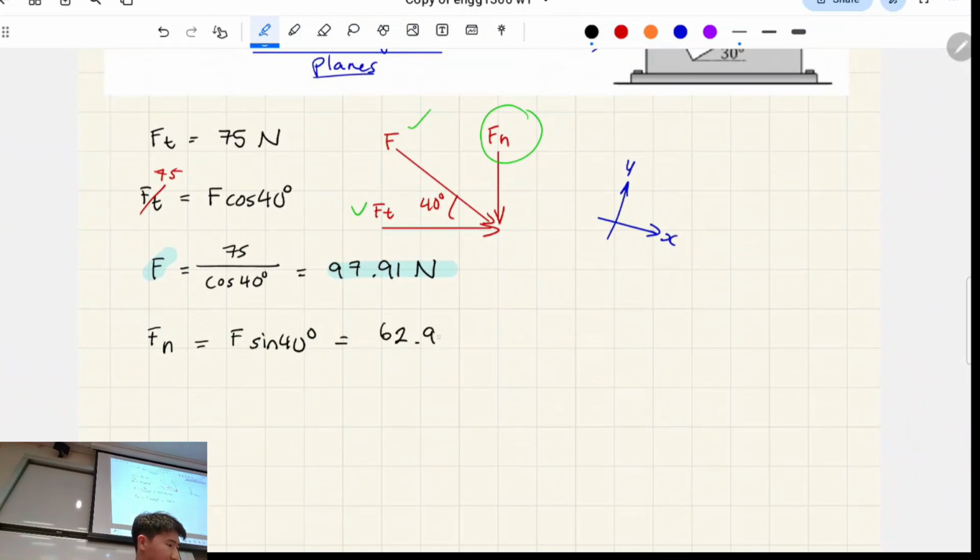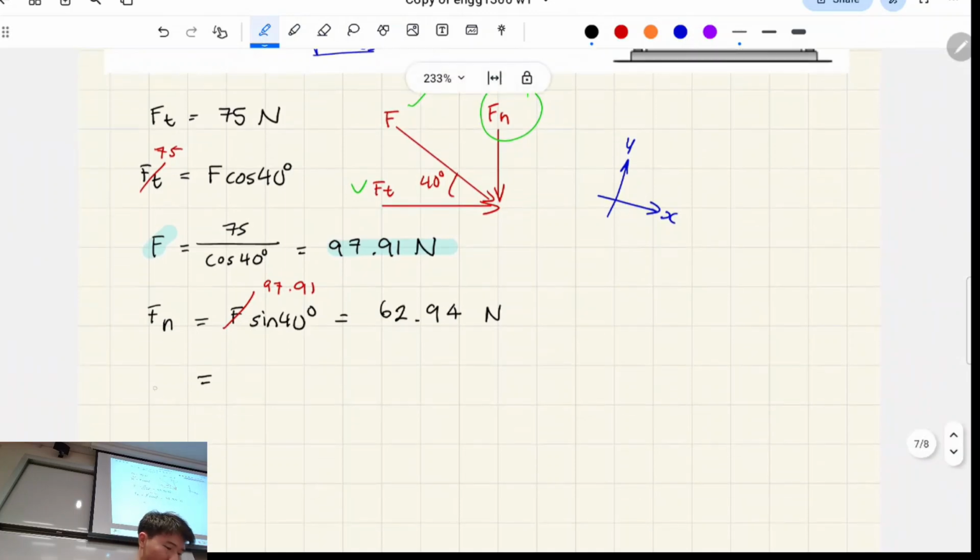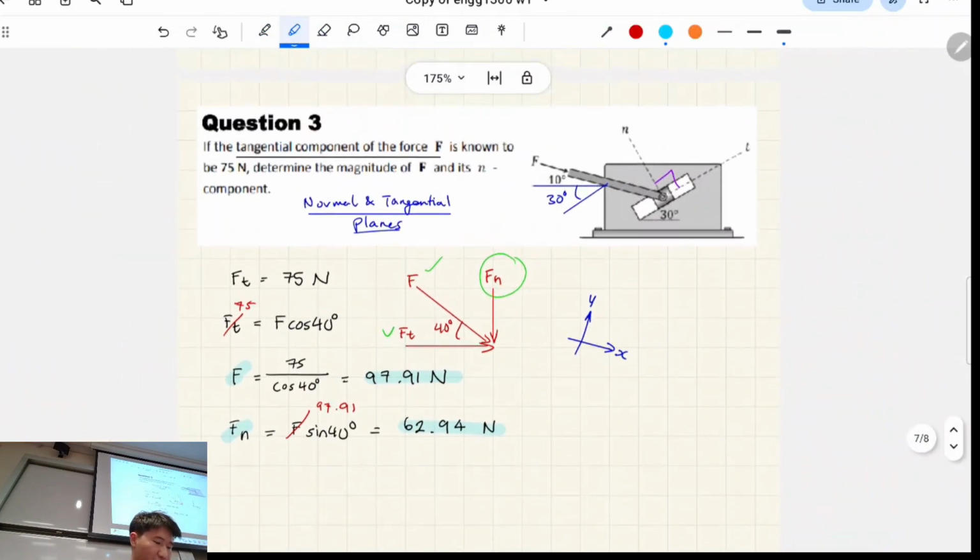That one's not too bad since we are used to doing it, having known the magnitude of the diagonal. So we're replacing this F with 97.91, not 75, right? And it's a sine part because, like we said, it's a vertical part, right? Vertical from this perspective. And then Fn. Oh wait, no, I already wrote that. Okay, cool. So now we've solved for F and the normal component for this question.